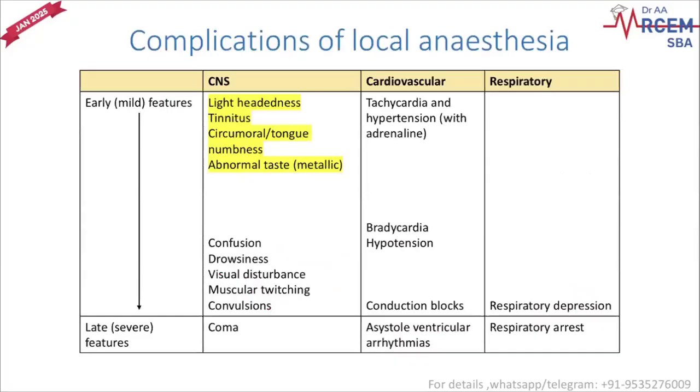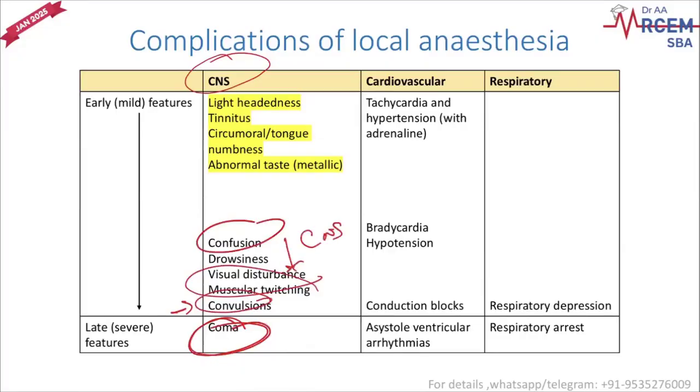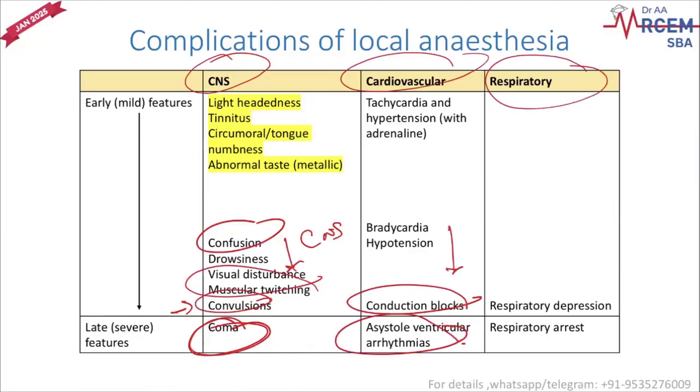Complications of local anesthetic. An easier way to remember is that it causes CNS depression. So it causes confusion, muscle twitching, convulsion, eventually going into coma. Easy to remember: it is a CNS depressant. It is also a cardiovascular depressant, so it will cause bradycardia, hypotension, cardiac blocks, and go into arrhythmias. It also causes respiratory depression, so it will cause respiratory depression and respiratory arrest.